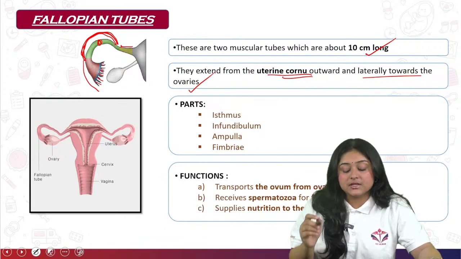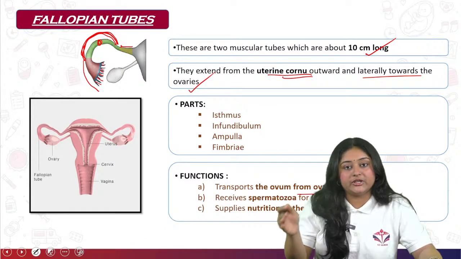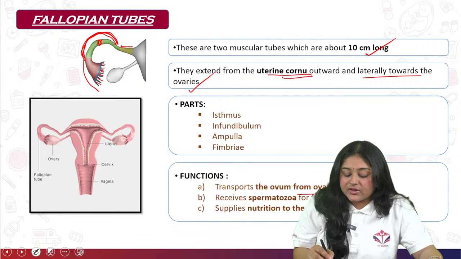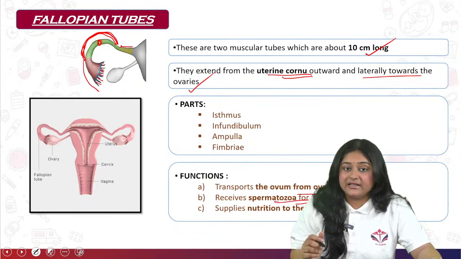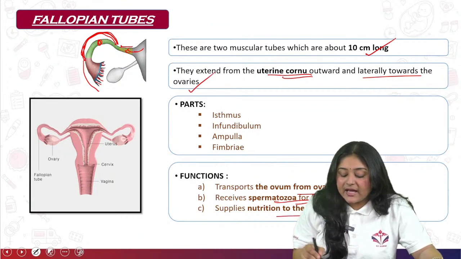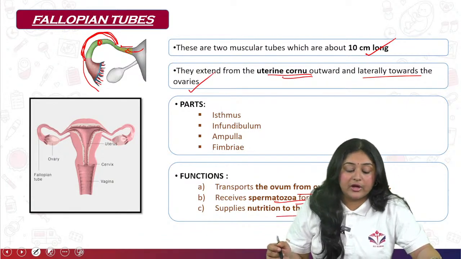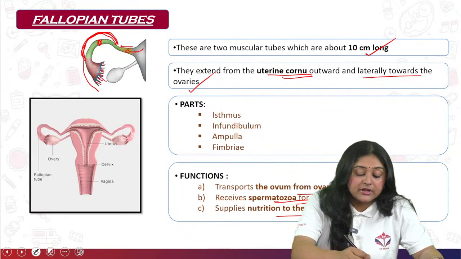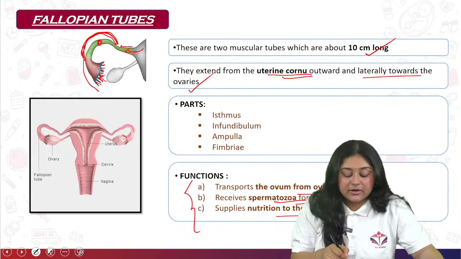Okay, next one is the function. What are the functions? Transport the ovum from the ovary to the uterine cavity, then receive the spermatozoa for fertilization, through the cornu. And next, supply nutrition to the fertilized ovum, through the fimbriae. So these are all the functions.